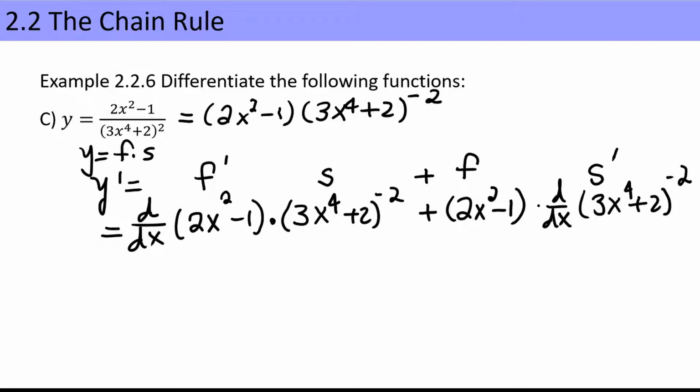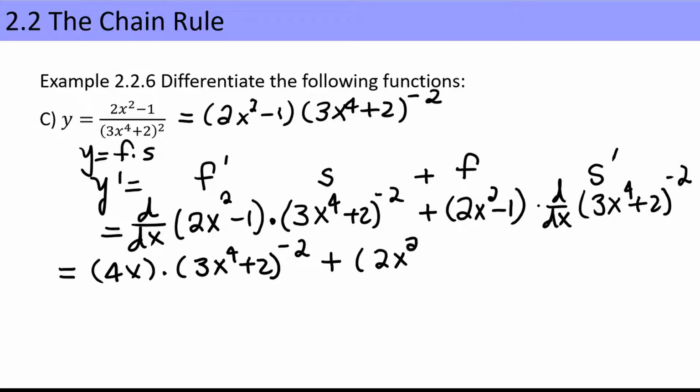So let's proceed. The derivative of 2x squared minus 1, that will be 4x. We bring down the 2, the derivative of 1 is a constant, so we have 4x times the second function is 3x to the 4th plus 2 raised to the negative 2. Continuing, we will write the first function, 2x squared minus 1, and then we need to take the derivative of 3x to the fourth plus 2 to the negative 2.